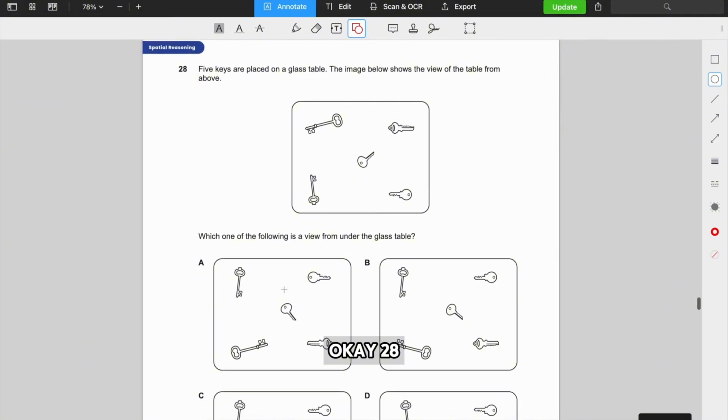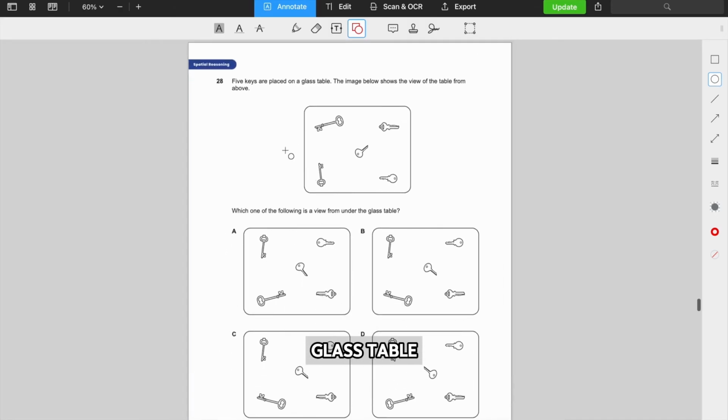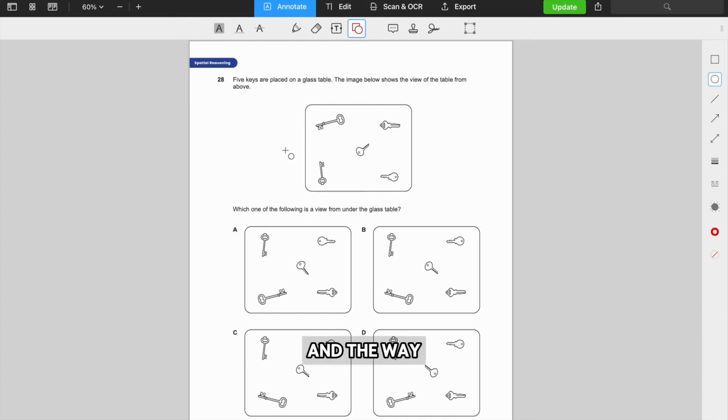Okay, 28. 5 keys are placed on a glass table. The image below shows a view of the table from above. So this one's a little bit tricky, but you have to understand which view you're viewing from. So you're viewing from under the glass table. The way you can orientate yourself is to just focus on one key first, because it's confusing if you focus on all of them at once. So I'm just going to focus on this key.